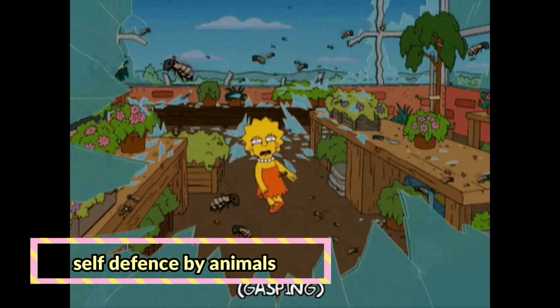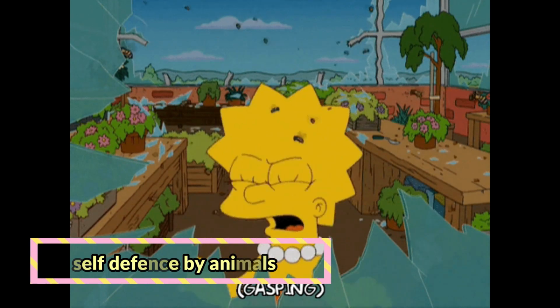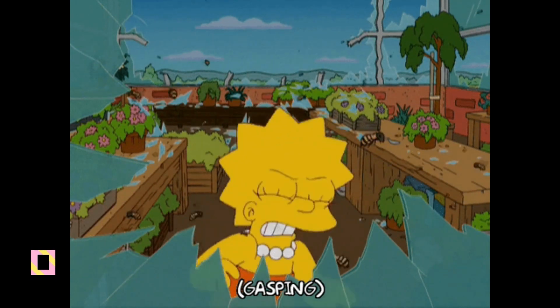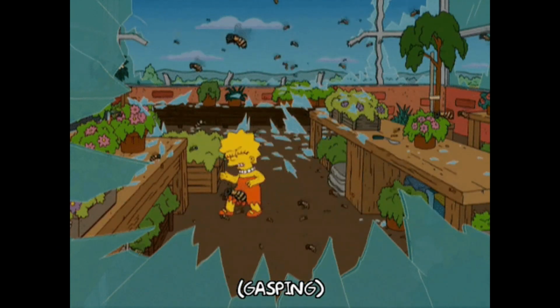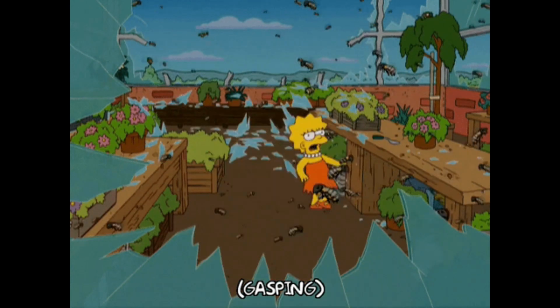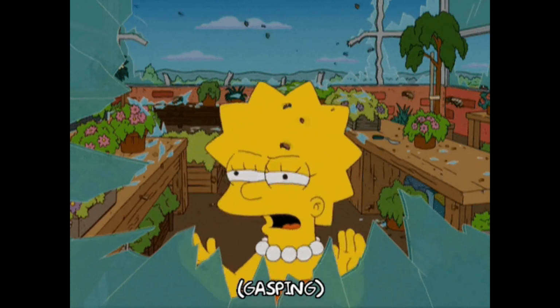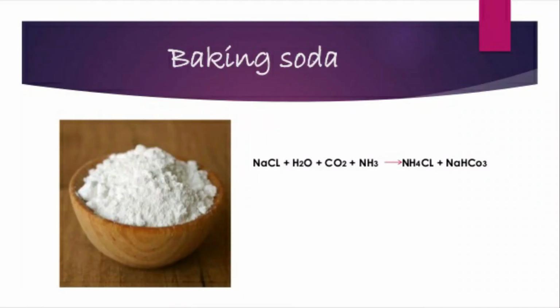Self-defense by animals and plants through chemical warfare. You must have observed bee stings, right? These bee stings leave an acid which causes pain and irritation. Use of any mild base such as baking soda on the stung area gives relief.